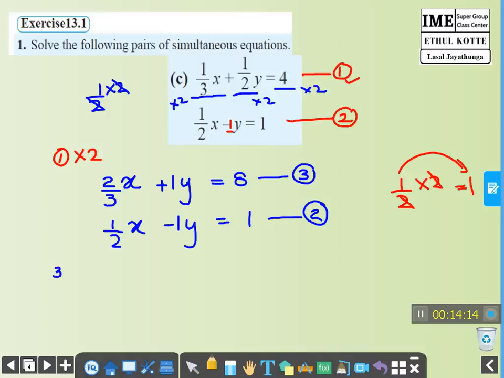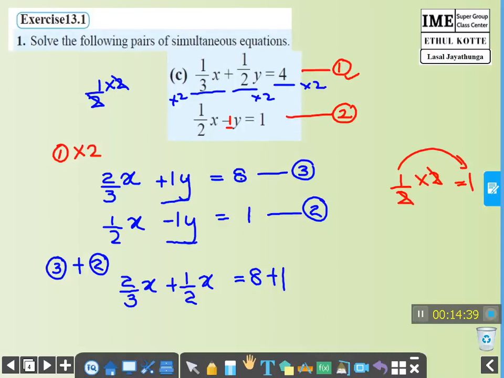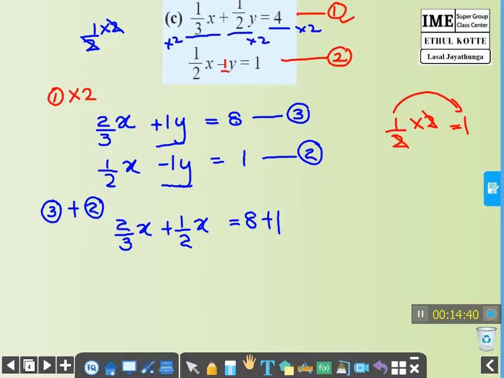Equation number 3, addition, equation number 2. Right. 2 upon 3x, addition, 1 upon 2x equals, because no need to add these two, when you add them they get cancelled, 8 plus 1. Now to simplify again, we need a common denominator because 3 and 2 are different denominators. For 3 and 2, what's the common denominator? 6.